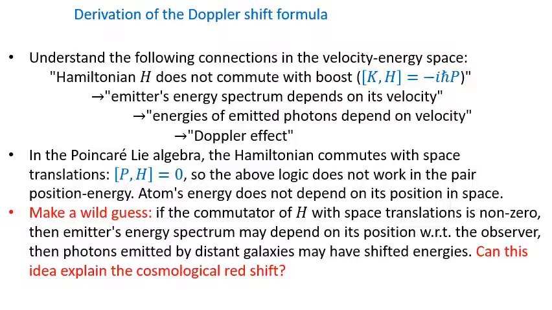Now comes the crucial point of our discussion. Can we be sure that the commutator of total momentum and energy is exactly zero? What if this commutator is some tiny quantity that is too small to be noticed in Earth experiments? Then we might find out that energy levels do depend on atoms' position, and that photons emitted by distant galaxies have different colors. Can this idea explain the cosmological redshift?